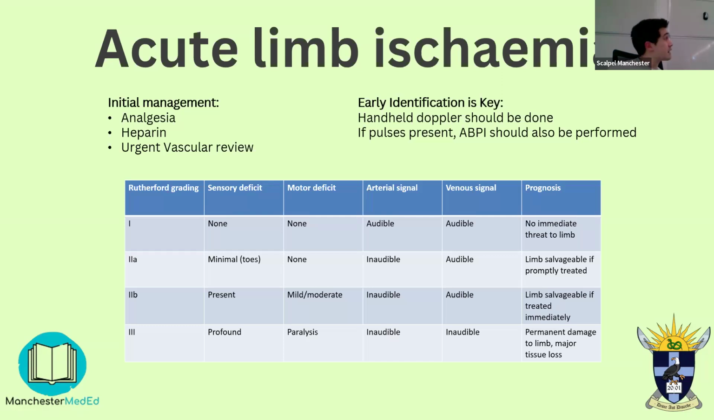2B, there is sensory and motor deficit present. Arterial signal is inaudible, but you can still hear a venous signal, and the limb is salvageable if you treat it immediately. And grade 3, you're in serious trouble because you've got profound paralysis, no signals, and this is a sign that irreversible ischemia has already taken place.